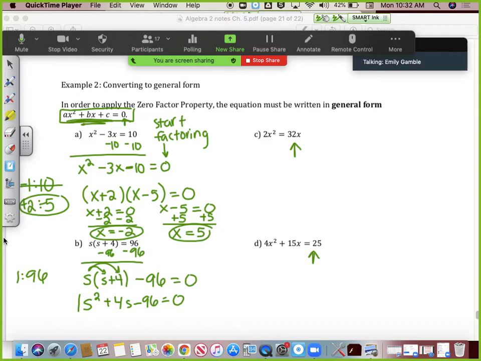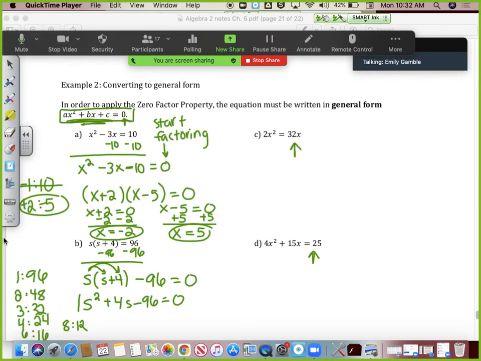I'm just taking my calculator. 96 divided by 2 is 48. 96 divided by 3, 32. 96 divided by 4 is 24. 96 divided by 5 is not going to work. 96 divided by 6, 6 and 16. 96 divided by 7 is not going to work. 96 divided by 8 would be 8 and 12. And then that's going to be it.